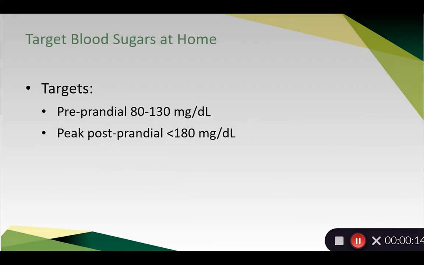First, let's go through what some normal blood sugars are at home. Normal blood sugars at home for patients with diabetes include a target of 80 to 130 milligrams per deciliter before meals, and that's what is meant by preprandial. Now, the highest a blood sugar should be after eating, or postprandial, should be 180. So we always want to keep blood sugars less than 180 milligrams per deciliter.